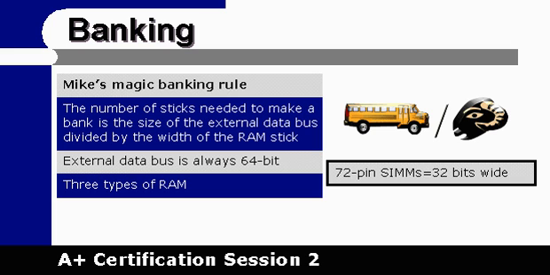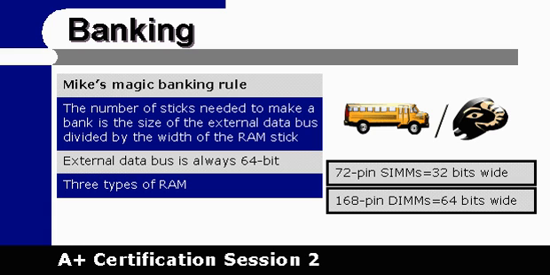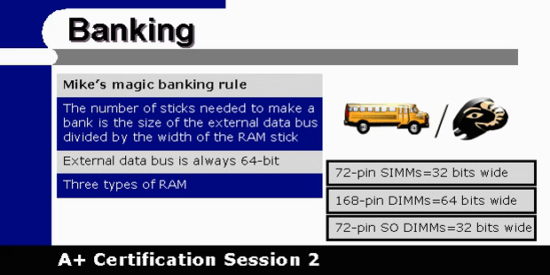You've seen the 72-pin SIMs, which I told you by definition are 32 bits wide. You've seen the 168-pin DIMMs, which are by definition 64 bits wide. And you've seen the SO DIMMs, 72-pin, which are by definition 32 bits wide. So there's really only 3 different numbers we can put on the bottom. We know the top number, and there's only 3 we can put on the bottom. This becomes fairly moot.